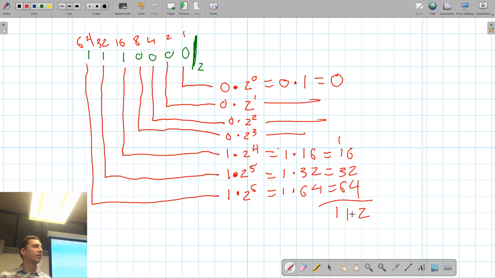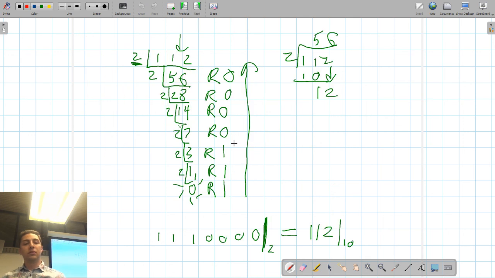What did we start out with? Did we do everything correctly? Well, we ended up with 112 base 10, and that's what we started with. So we've just checked our answer, forward and backward.